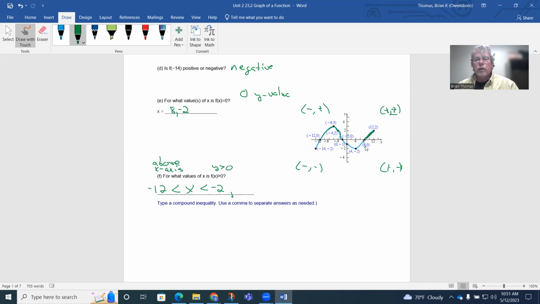Notice that 8 would actually be 0, so we can't include that. But notice how we can include the 12, because 12 does give me a y value of 2. So that is a positive value. You can include the endpoint over here, but you can't include the 8 because that y value is 0, and we have to be above, not on, the x-axis. So between 8 and 12, including the 12 and not including the 8, would be the intervals there.